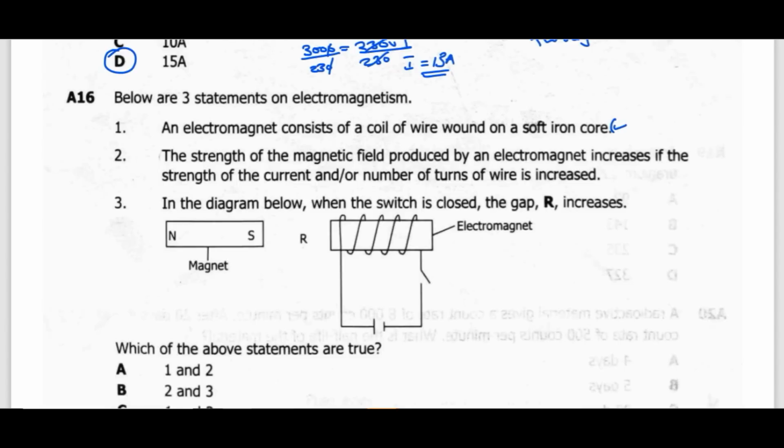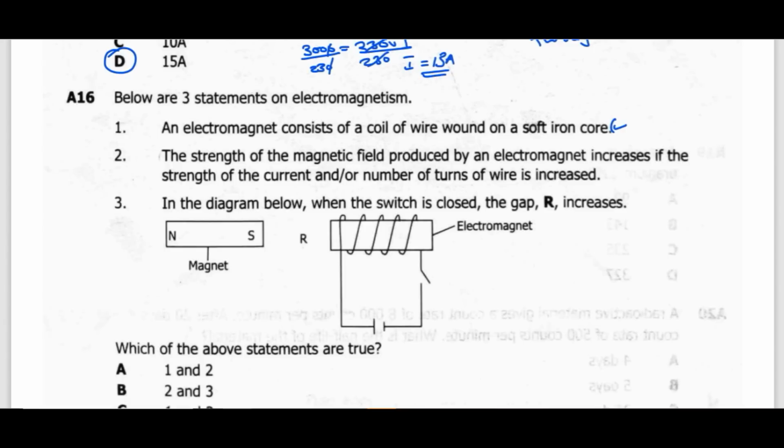And then the strength of the magnetic field produced by an electromagnet increases if the strength of the current and the number of turns increase. So once you increase the number of turns, it means that you're going to also increase the strength of the magnet that will be produced here, which is also correct.